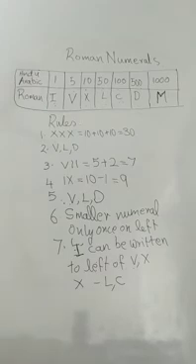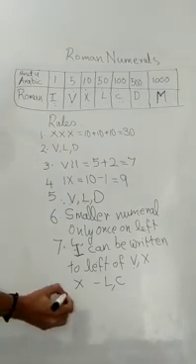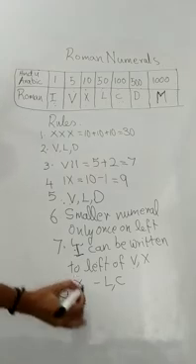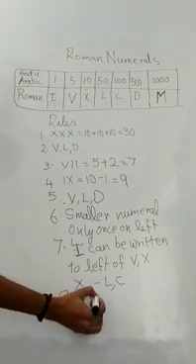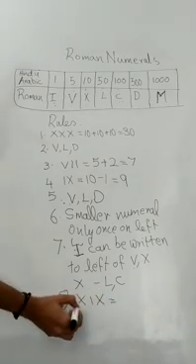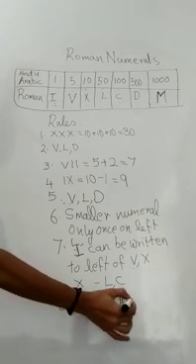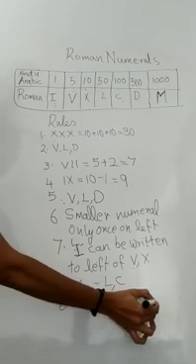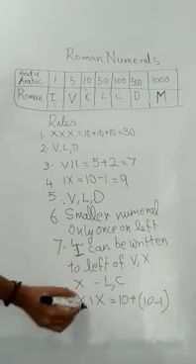Now the 8th rule. When a symbol is written between two symbols of greater value, its value is subtracted from the value of the symbol on its right. Okay? That means, as an example, if you write it this way, what does this mean? This means, this is 10, right? 10 plus 10 minus 1.